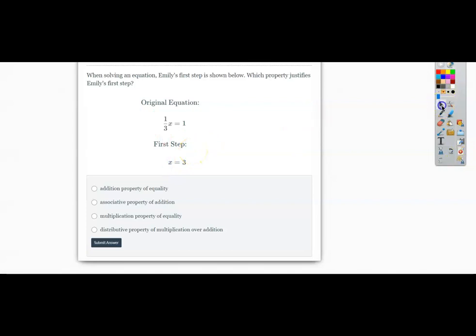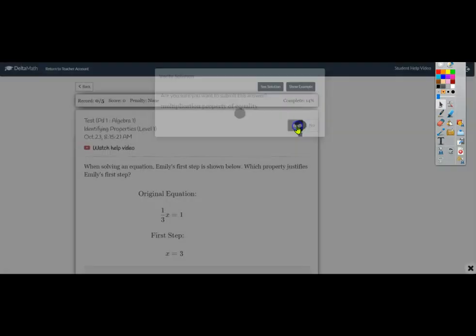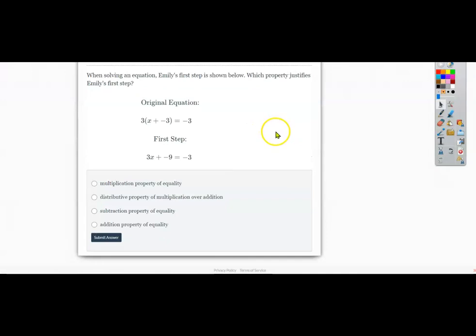When you're multiplying both sides, that's called a property of equality. Now we're not adding to both sides, we're multiplying to both sides. So I'm going to choose multiplication property of equality. Let's try this one more time.